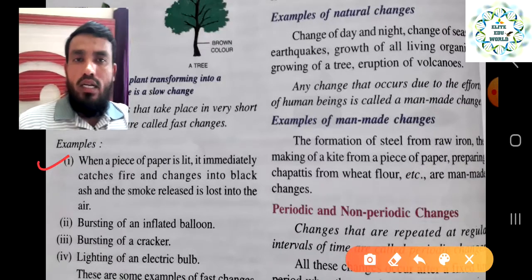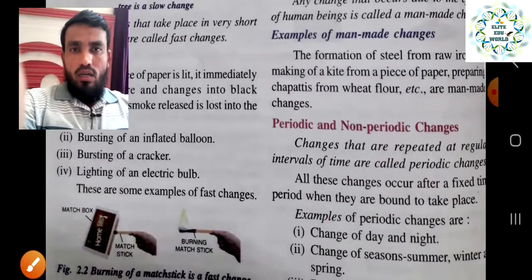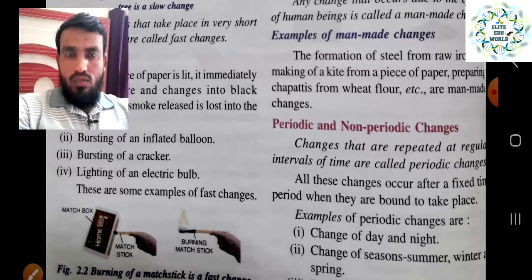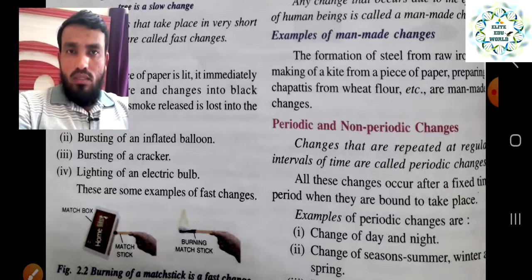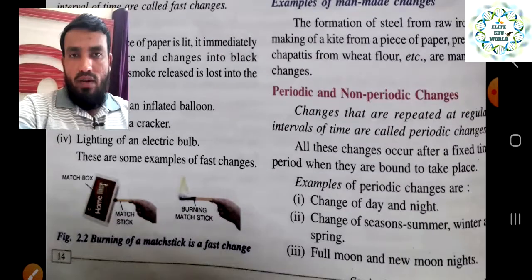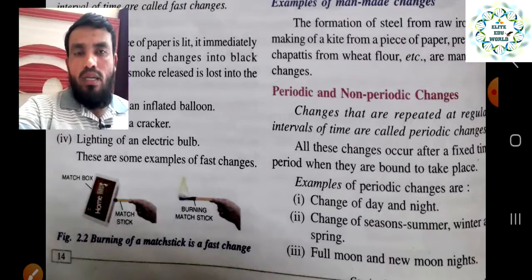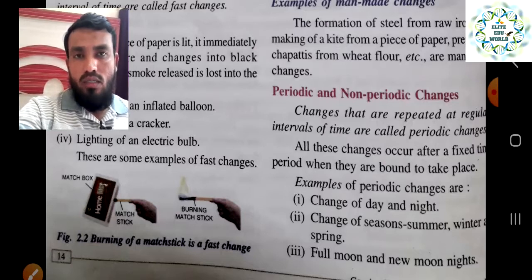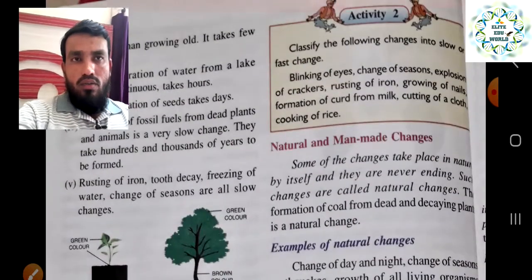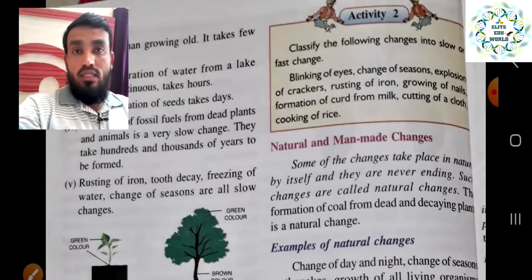Lighting of an electric bulb: when you switch on, it is a very fast process. As soon as the current reaches the bulb, it glows in a fraction of a second. So that is also an example of fast change. These are some examples of fast change that we have seen, and before we saw slow change. The figure here also shows the burning of a matchstick, which is a fast change. When you burn the matchstick, it burns immediately, and it also comes under the faster change. Now there is one activity to classify the following changes into fast and slow change. That is an activity for you.